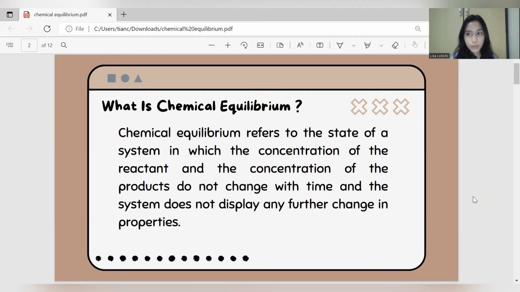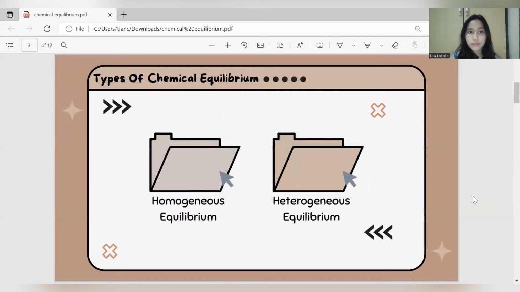The table of contents for chemical equilibrium is: types of chemical equilibrium, factors affecting chemical equilibrium, examples of chemical equilibrium, and the last one is the importance of chemical equilibrium. The first topic is types of chemical equilibrium. There are two types: the first one is homogeneous equilibrium, and the second one is heterogeneous equilibrium.